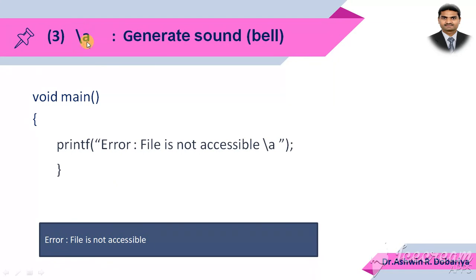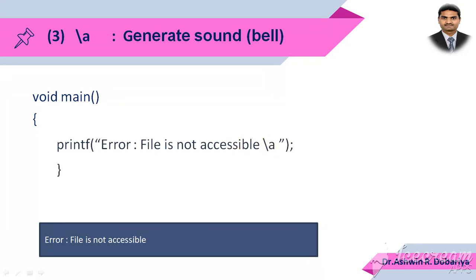The third one is \a, which generates a sound, or you can say a bell. Friends, generally in printf functions, whenever you want to display an error message to the end user, and with the error message, if you want to generate a beep sound, then we use \a. Right now it's not possible to show the output of that, because the output will be displayed like that, but \a will generate a beep sound. So it's like an alert sound.